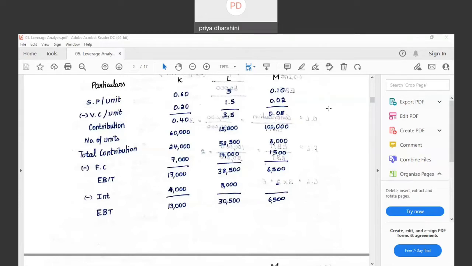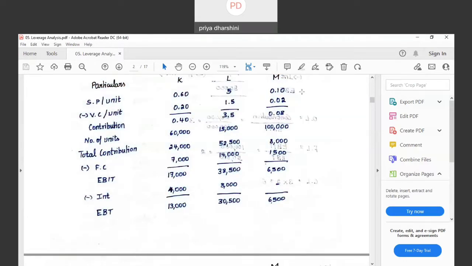Okay. So now please take illustration 43. What is told in illustration 43? Calculate the degree of operating leverage, financial leverage, and combined leverage for the firm and interpret the results. They have given us the output level, fixed cost, variable cost per unit, interest on borrowed funds, and selling price per unit.